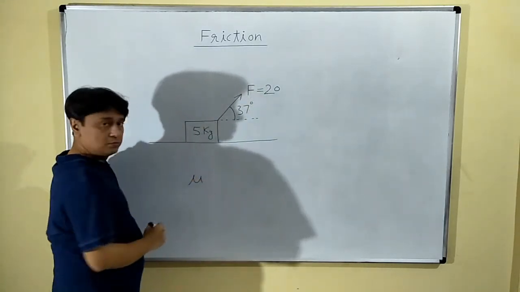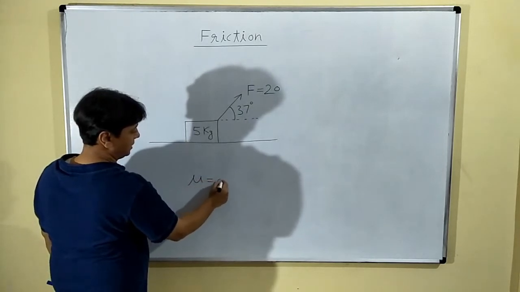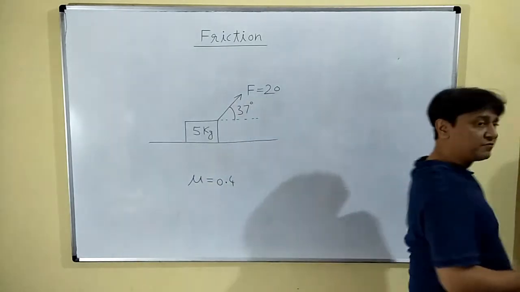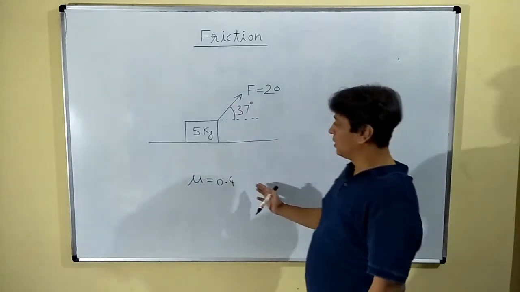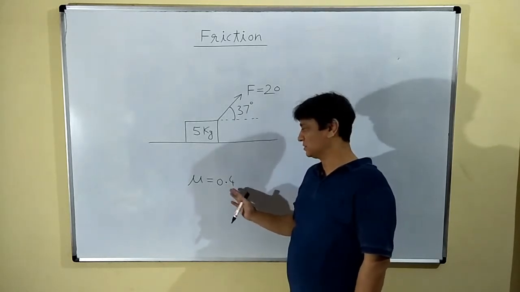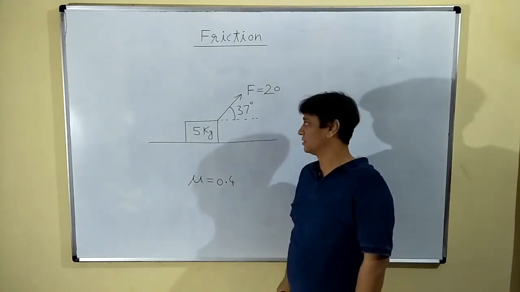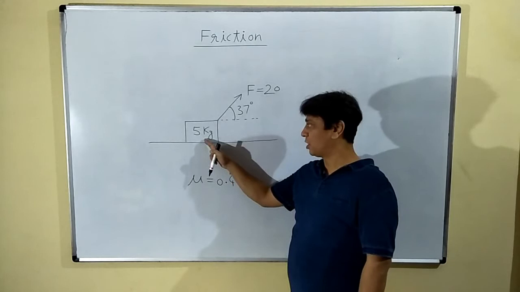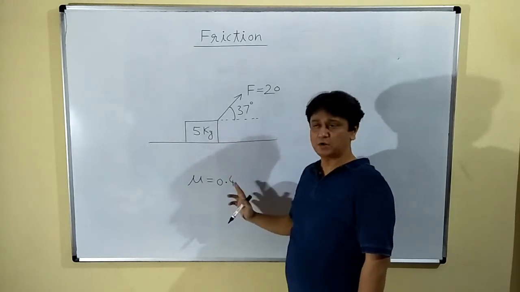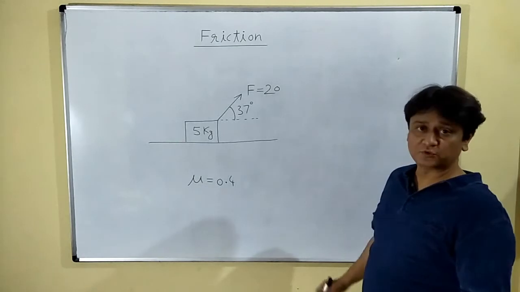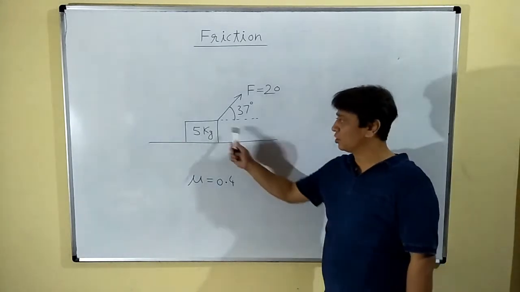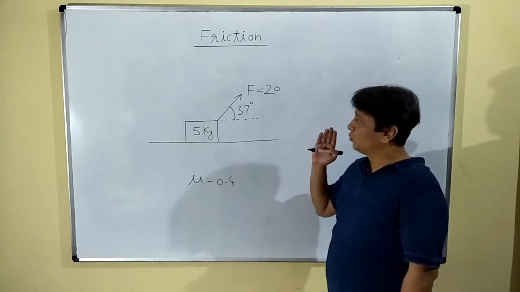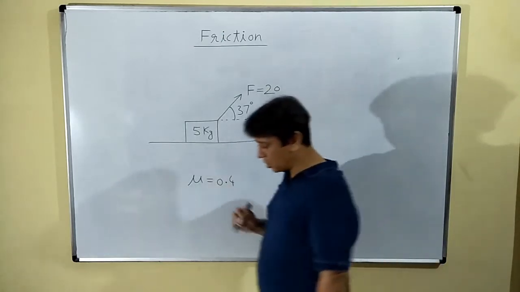We have been given mu as 0.4. Now remember, if they give us only one value of mu, then we take this value of mu as static as well as kinetic. For this question, your coefficient of friction between the body and the horizontal surface is 0.4. The question is, find out the friction force acting on this 5 kg block. At the same time, we need to find whether this 5 kg block is moving or is at rest.